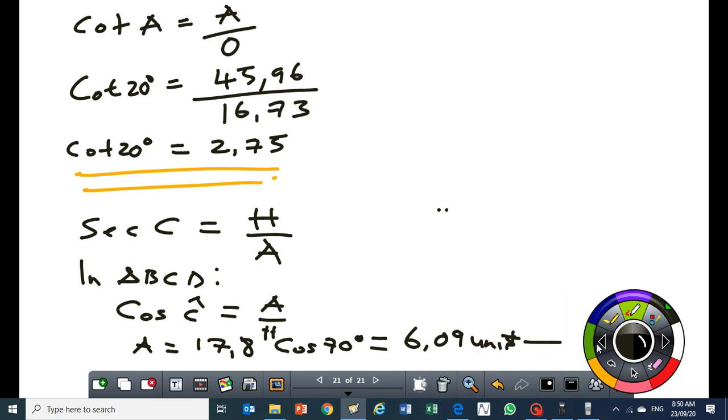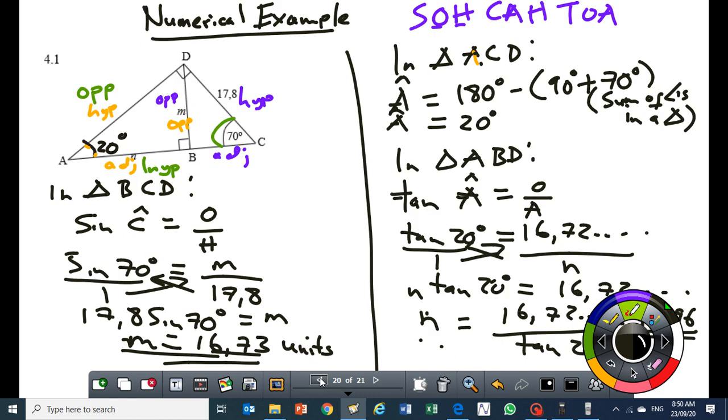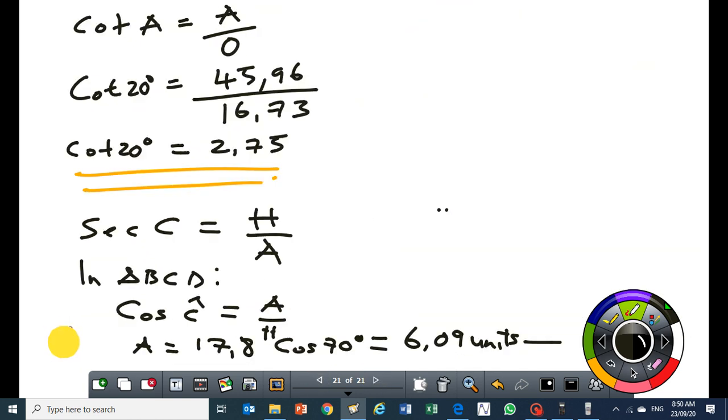6,09 units. Are you following? Yeah? So I found my adjacent side. This adjacent side is equivalent to BC. Please don't confuse this A that I wrote. In actual fact, let me remove that A to avoid confusion. This is BC. Once I find my BC, then I can determine what sec C is.